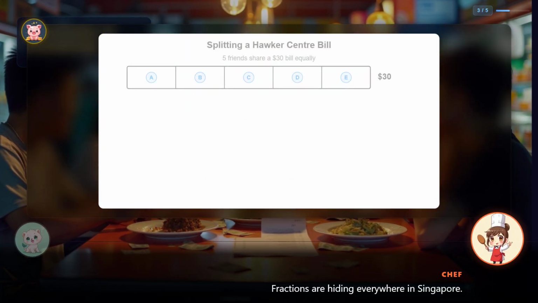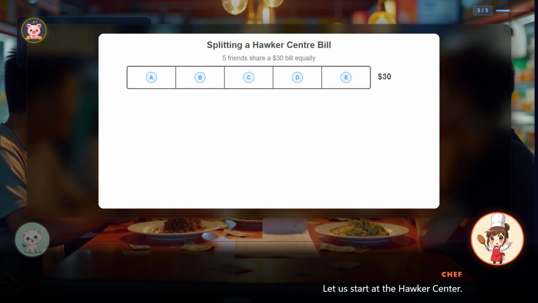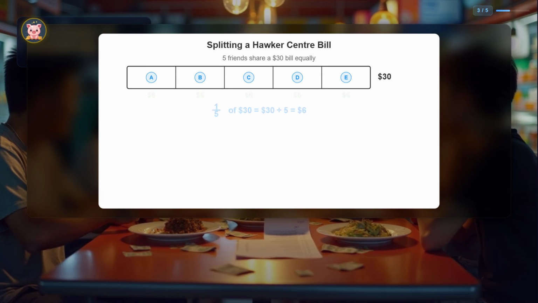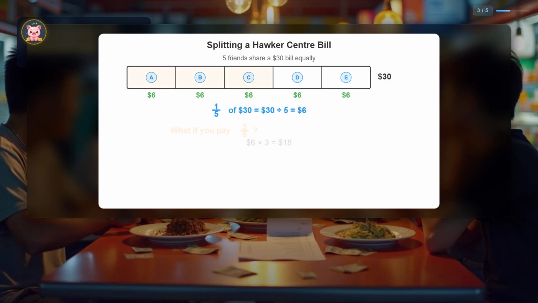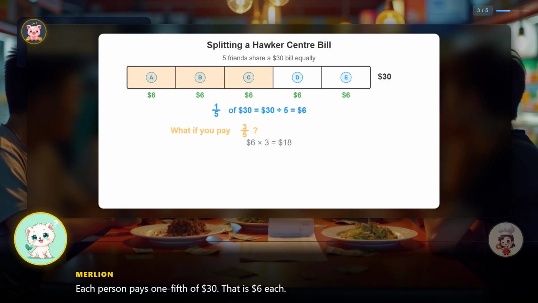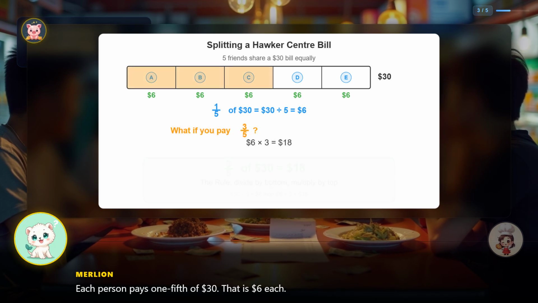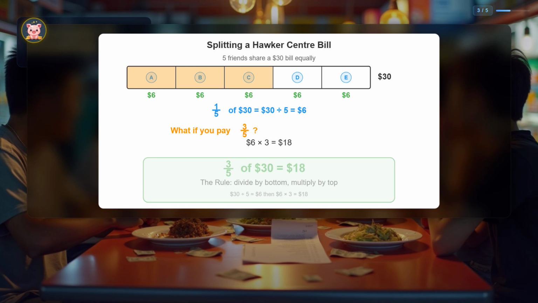Fractions are hiding everywhere in Singapore. Let us start at the hawker center. You and 4 friends share a $30 bill equally. Each person pays 1/5 of $30. That is $6 each.